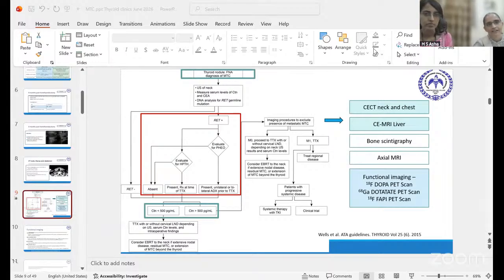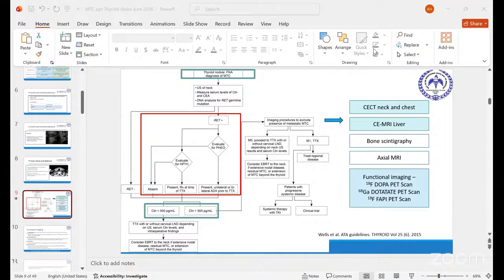Dr. Chanakya, any comments, suggestions? Anything you need to add? There are a few things which, as an endocrinologist, I am hearing.